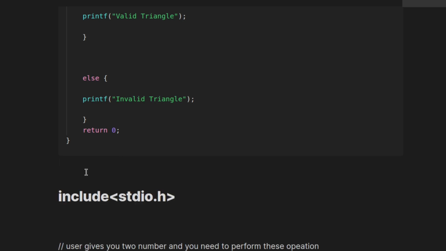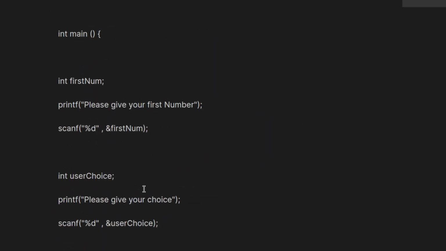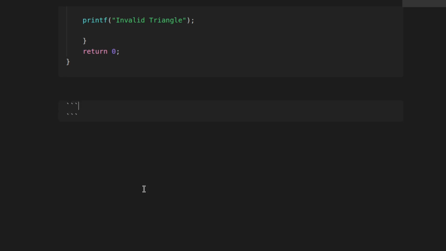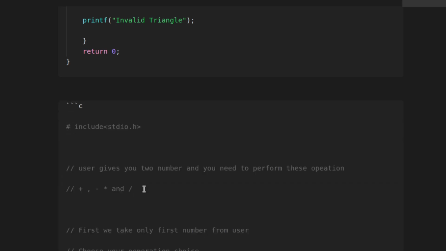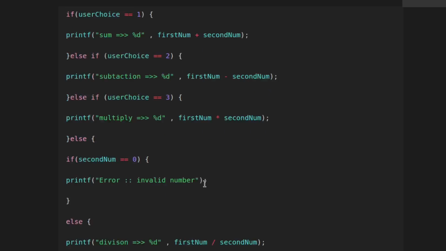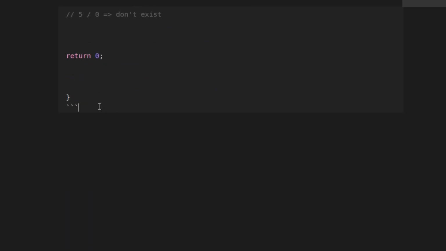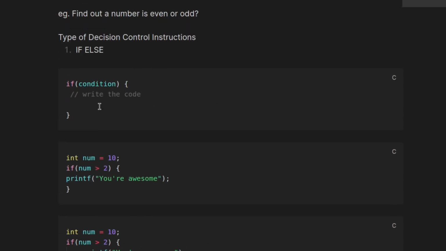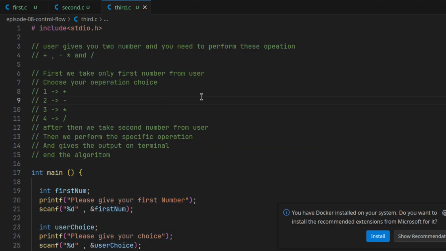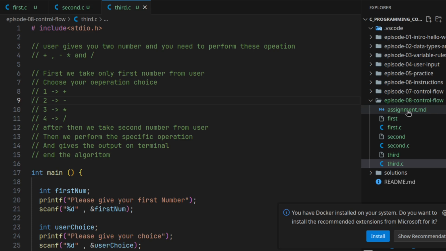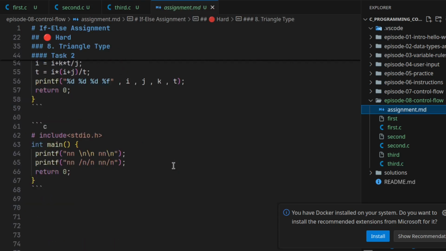Let's print directly. What happened? Oh, this is very bad. So this is the calculator code. I pinned the PDF of all the things so you can easily revise notes, and you also have access to the assignment.md file. Please solve this assignment.